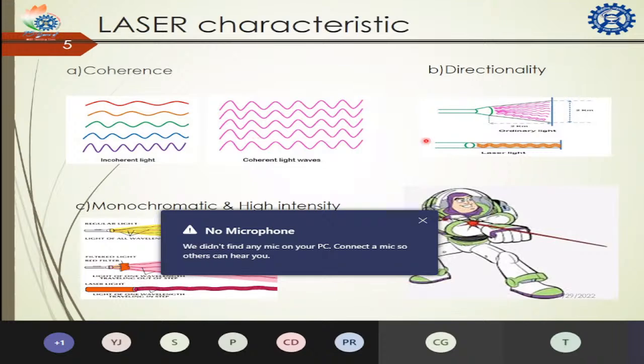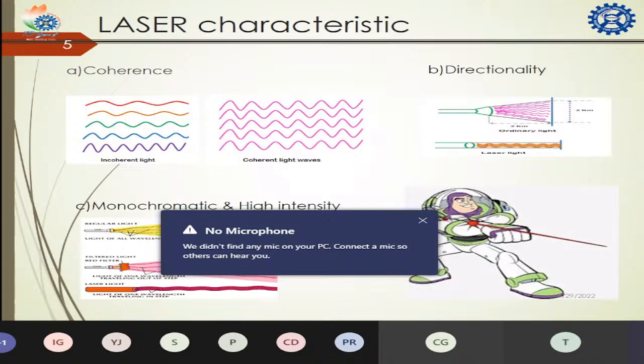And the second is directionality. As we see from this image, the first is an incandescent torchlight bulb, whose direction is very much in a broader form. But in terms of laser, it is very specific and very targeted, with a very small beam size. So this directionality property has to be there.